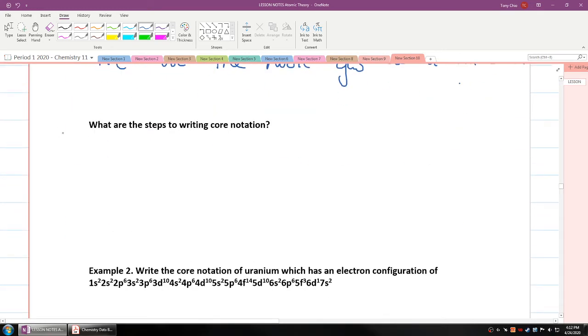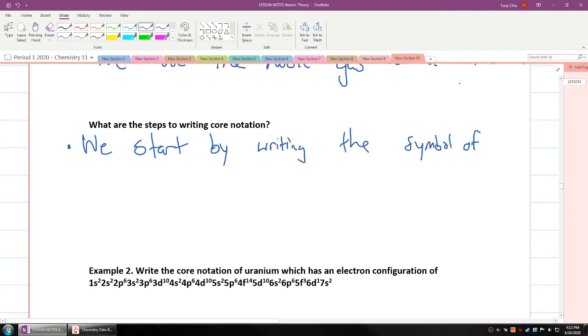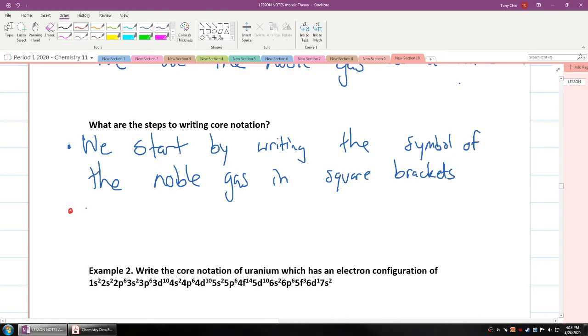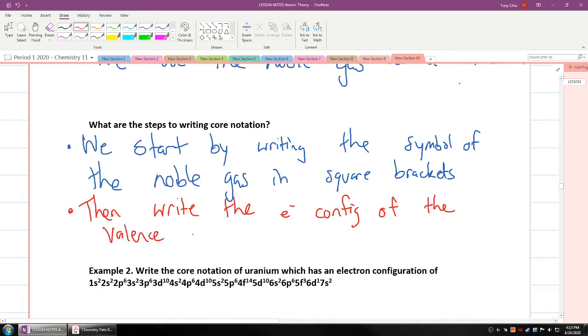So how do we write core notation then? To write core notation, it's the same as before, but now we start by writing the symbol of the noble gas in square brackets. And then we write the electron configuration of the valence electrons only. Okay? So only the valence electrons.